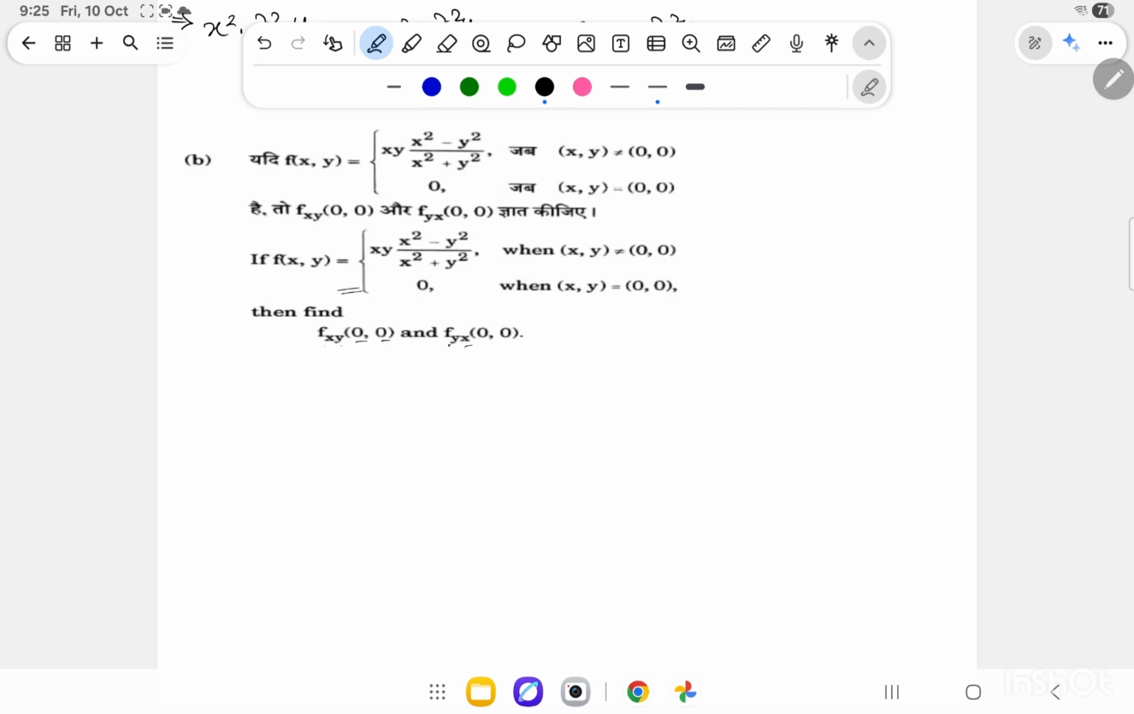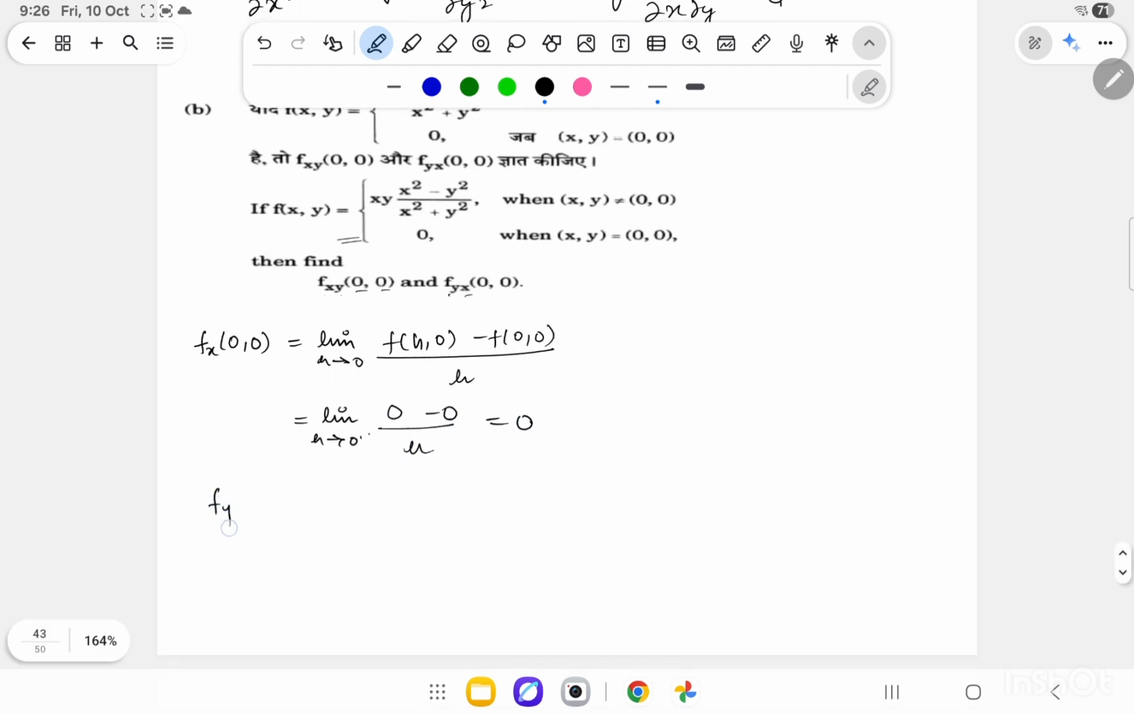So let's just find this out. First, let's find the first order derivative of f with respect to x at (0,0). It will be equal to the limit as h approaches 0 of [f(h,0) minus f(0,0)] divided by h, and f(h,0) will be basically 0 only, and f(0,0) is 0, so it is 0 only.